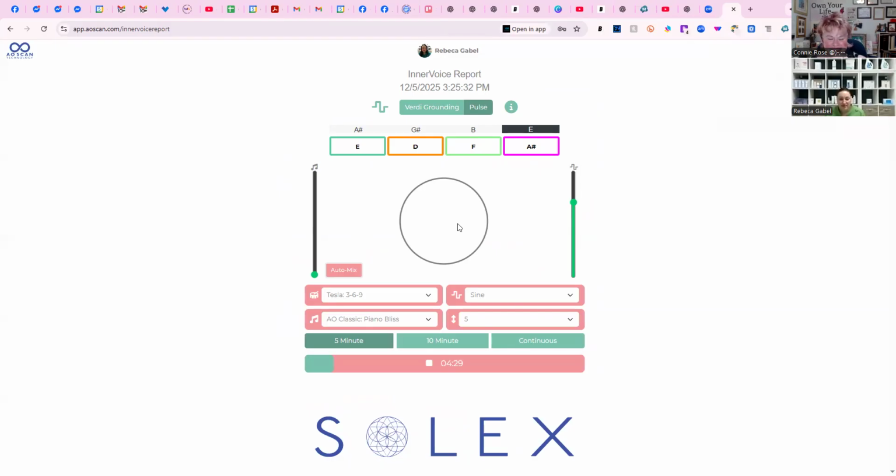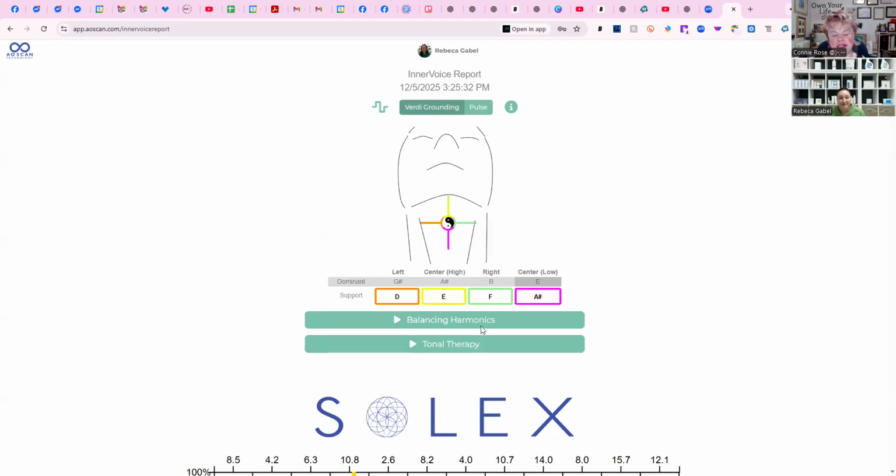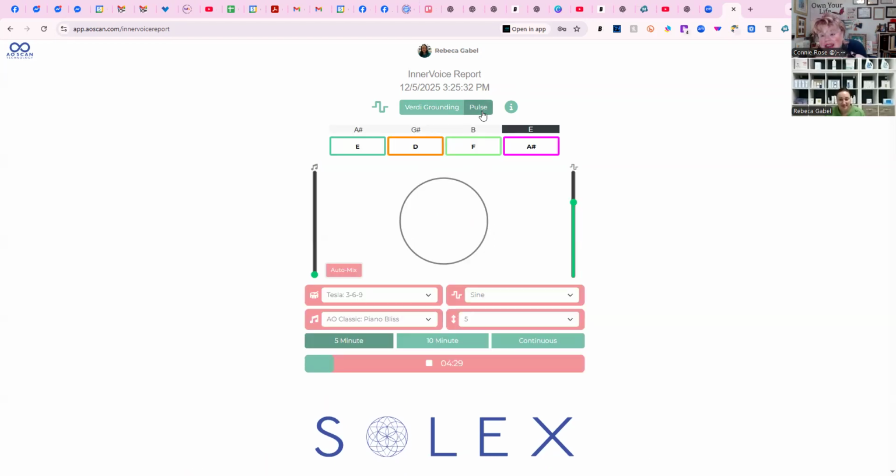Okay. Yes. So there's lots, but do you see how there's way more options in Pulse? And sometimes a confused mind takes no action. So with Verdi grounding, you just hit play. Now, if you're dealing with some symptoms, anxiety or pain, that's where I would bring in the waveforms.